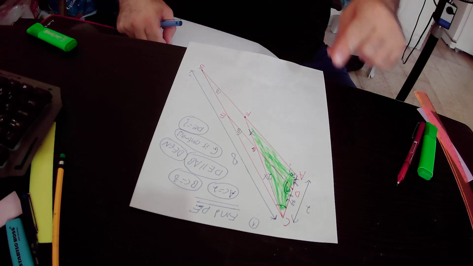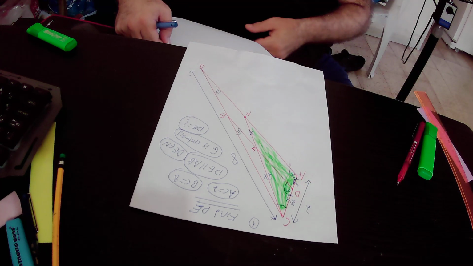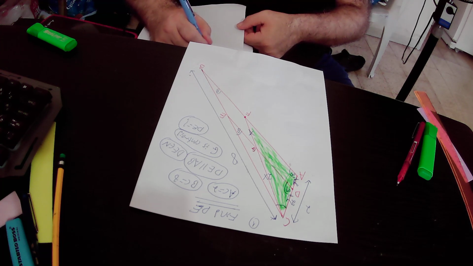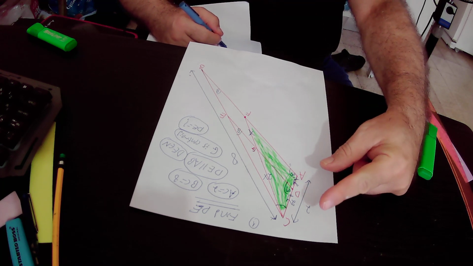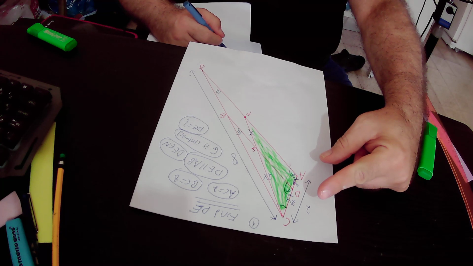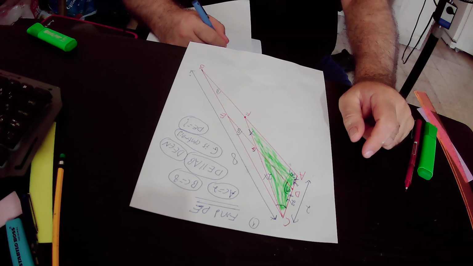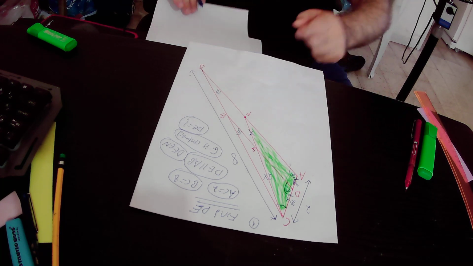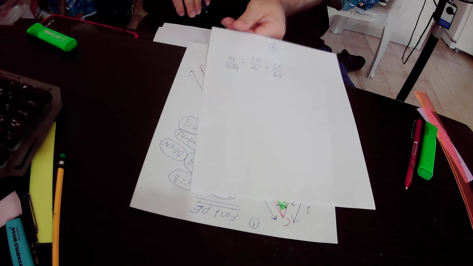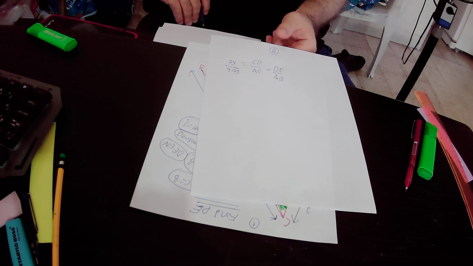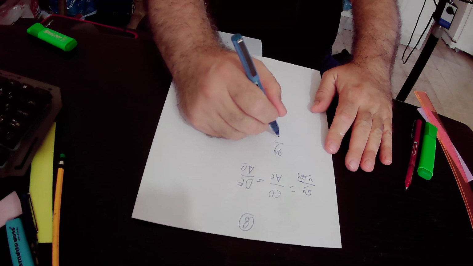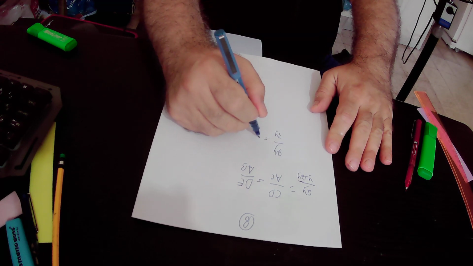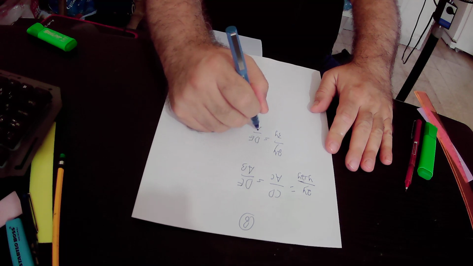But what is the value of CD? The value of CD is actually 2y. And what is the value of AC? AC equals AD plus DC, that is to say AC equals y plus 2y. That is to say AC equals 3y. So in total we got that 2y over 3y equals DE over AB.